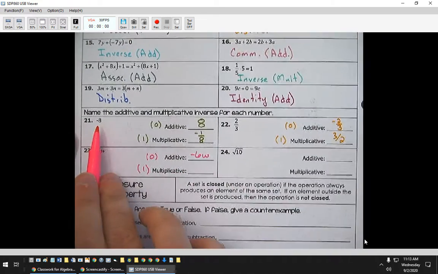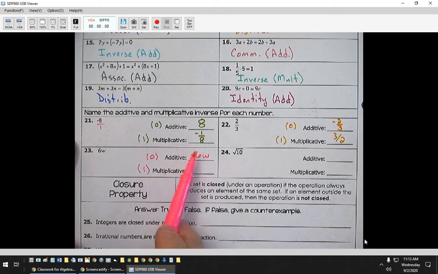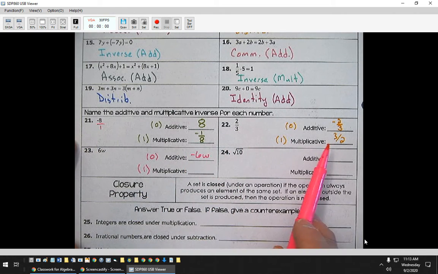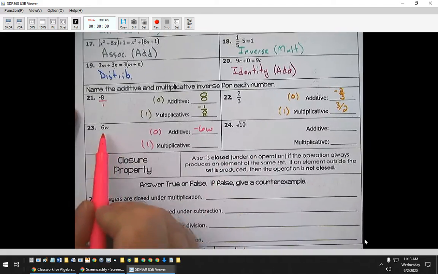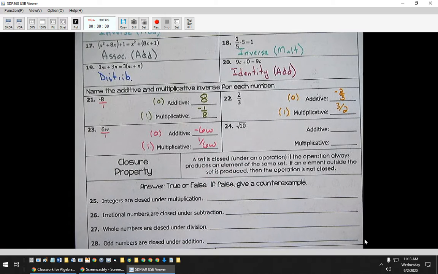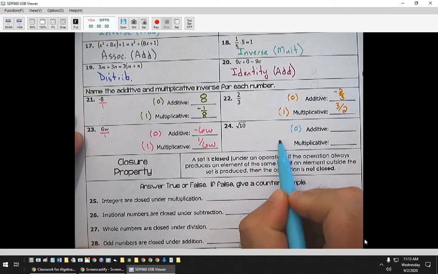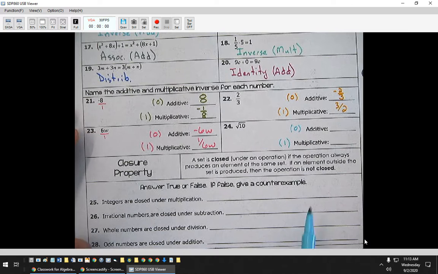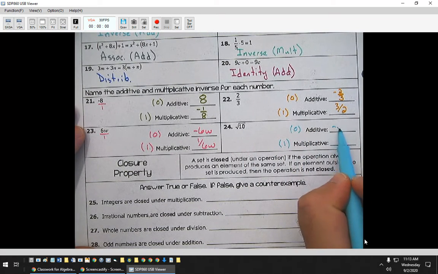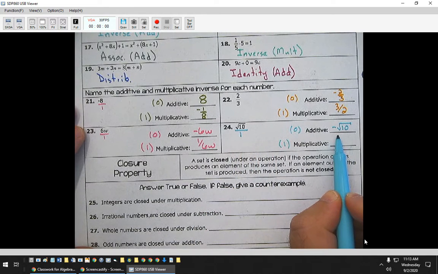And what would I multiply 6w by to end up with 1? So if you look up above, what did we do to 8? We made 8 into a fraction and then reciprocaled it. What did we do with 2/3? We reciprocaled it because it already was a fraction. So I'm going to take this, make it a fraction, and reciprocal. What could we do to square root of 10 to make it add to 0 or multiply to make 1? The additive would be its opposite. The multiplicative, I make it a fraction first, and then I reciprocal it: 1/√10.